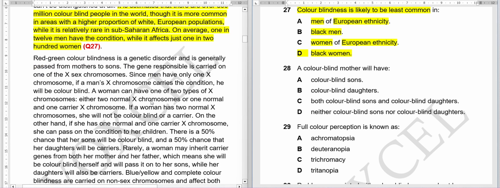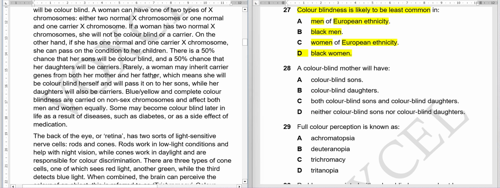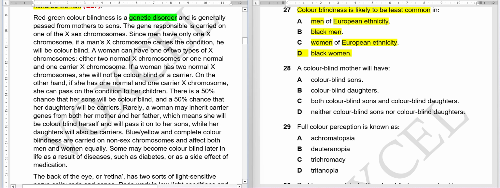So let's read the second paragraph. Red green color blindness is a genetic disorder. Now we have read something about genetic here. Okay, so now what we will do is, the paragraph is quite long. Let's read these two or three sentences, then we will see if there is any relation to this particular question, and if not, then we will move to the second set of questions.